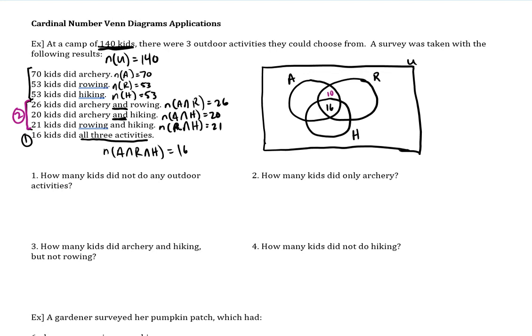So the archery and rowing, here's archery, here's rowing, the left and right circle. Their intersection is that football shape. It needs to add up to 26. Okay, so we've got that. And then we keep going with it.